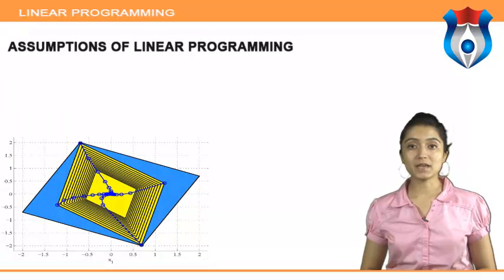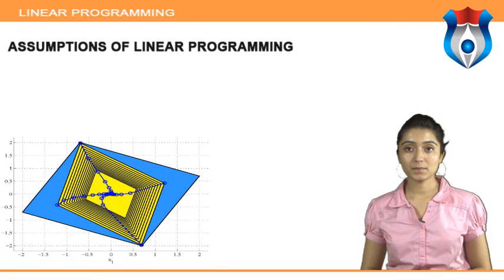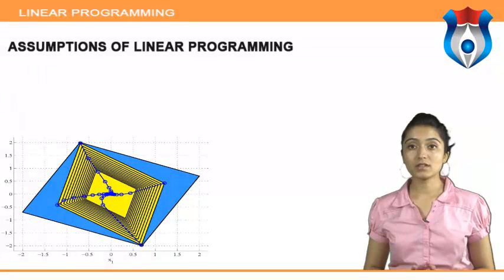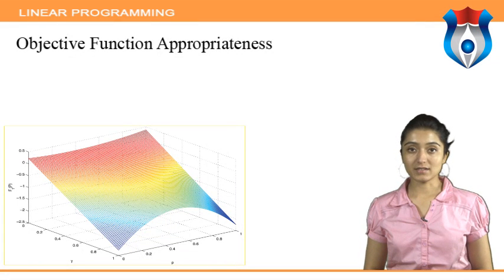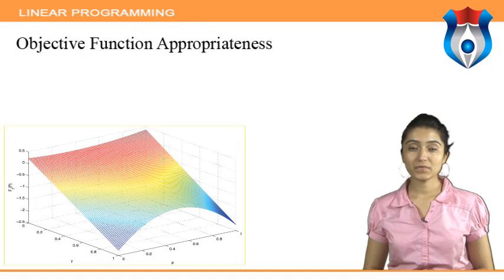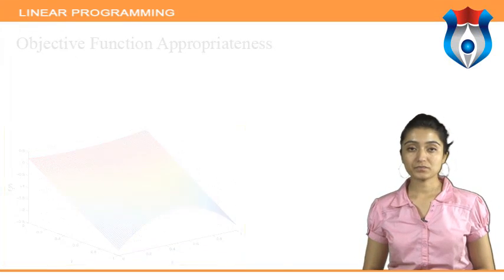The LP problems embody 7 important assumptions relative to the problem being modeled. The first 3 involve the appropriateness of the formulation, the last 4 the mathematical relationships within the model. Objective function appropriateness. This assumption means that within the formulation, the objective function is the sole criterion for choosing among the feasible values of the decision variables. Satisfaction of this assumption can often be difficult.